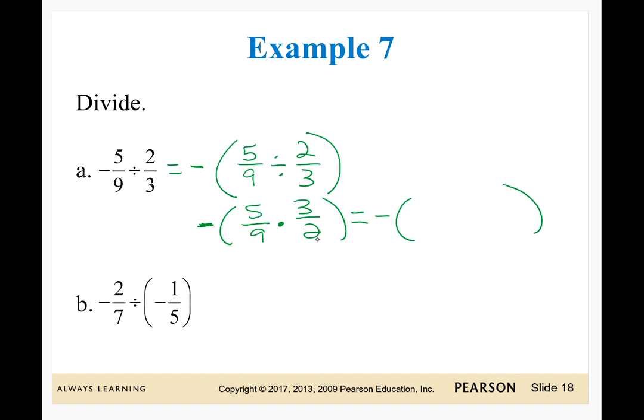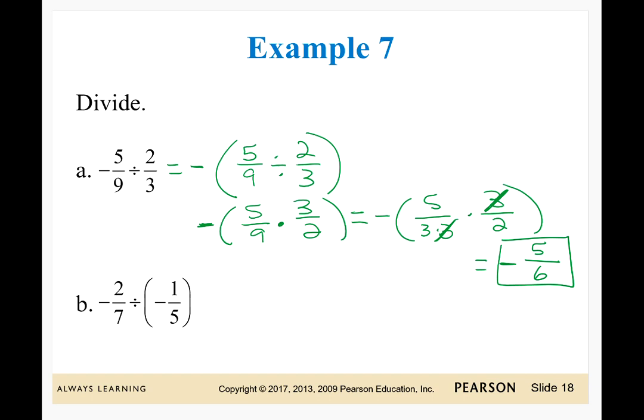So let's look at just inside the parentheses. 5 is prime, 2 is prime, and 3 is prime. So 9 is the only one we need to break up, and 9 is 3 times 3. So this 3 and this 3 will divide out, and that's all that will divide out. My answer is negative, right? Because we got that negative there. All that I have left in the numerator is 5, and in the denominator I have 3 times 2, which is 6. So there's my final answer, negative 5/6.